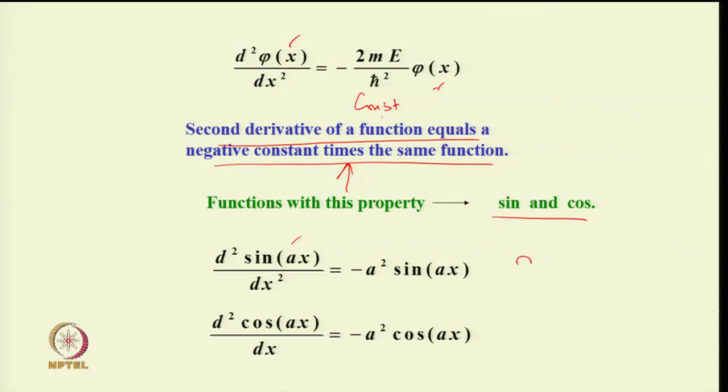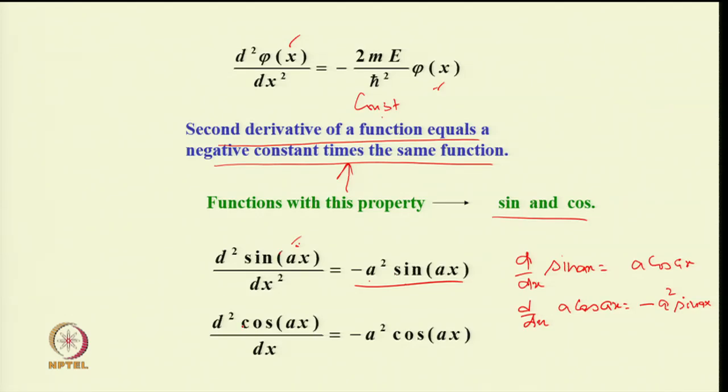We know that the first differential, d by dx of sin Ax, is equal to A cos Ax, and when we take d by dx of A cos Ax, it is equal to minus A square sin Ax. So, that is what I have written here. And now, you can see that the second differential of this function is minus A square multiplied by the same function.